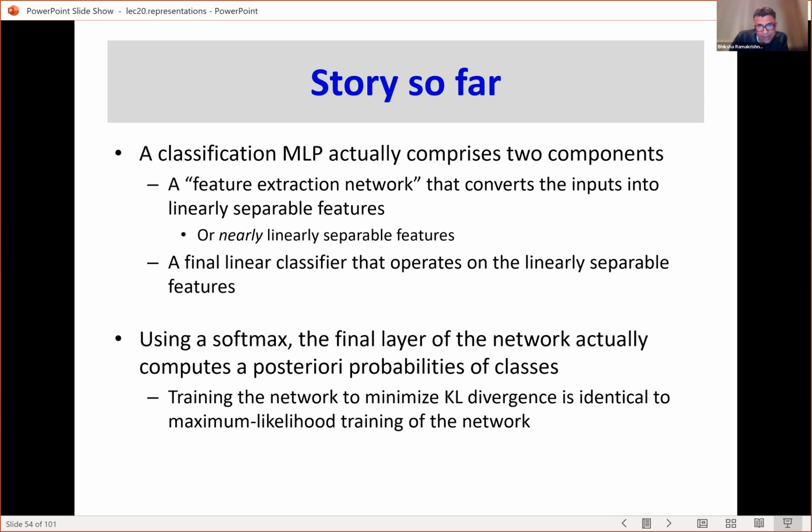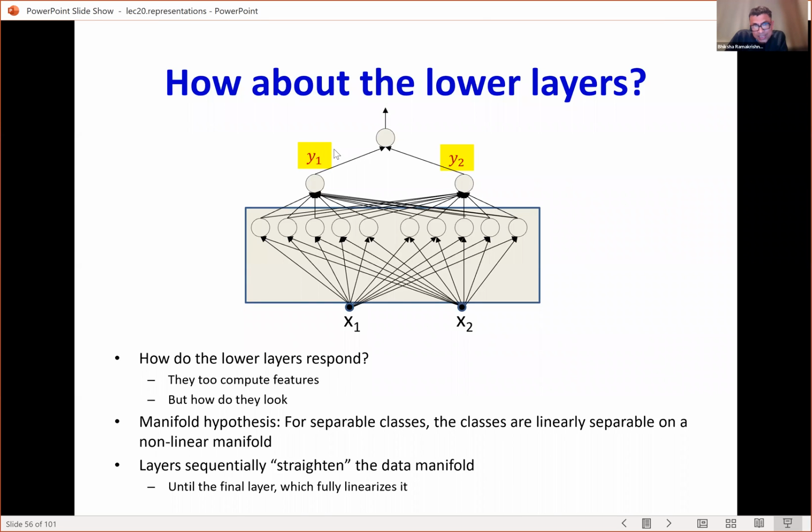So that's all very fine, right? We found out what is happening at this Y space. What about the lower regions? How do they respond? So instead of Y, what does this portion of the network compute? These two compute features. But then what do these features look like?